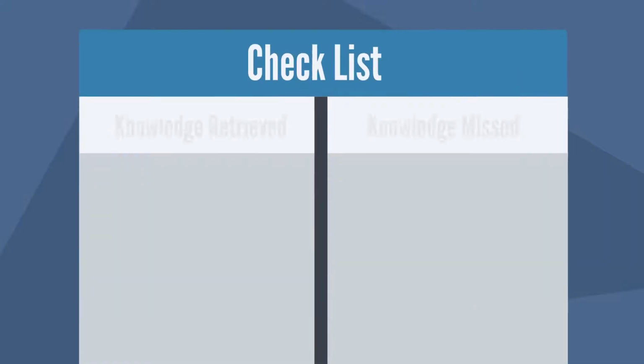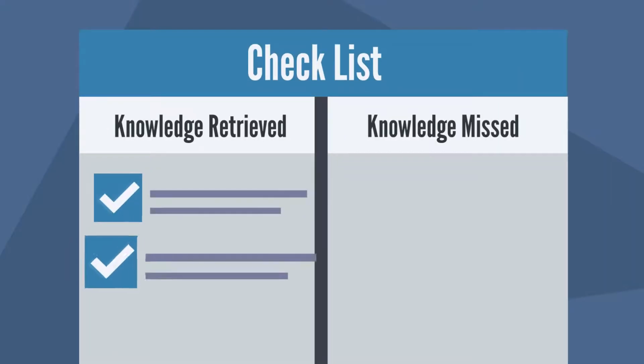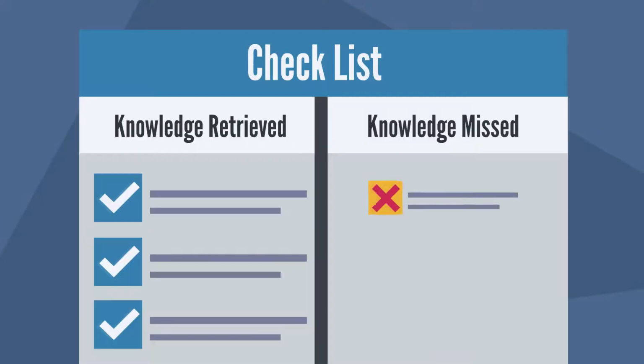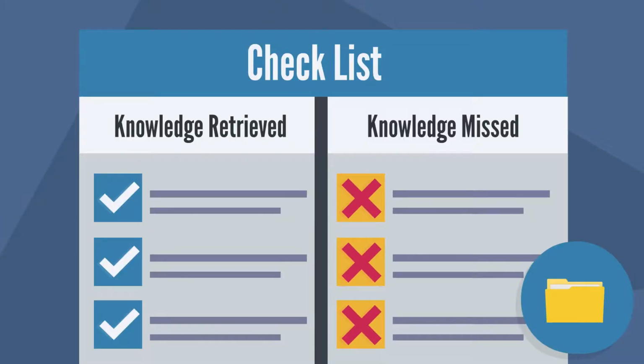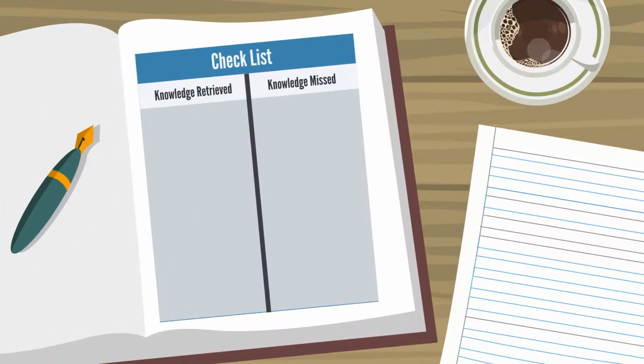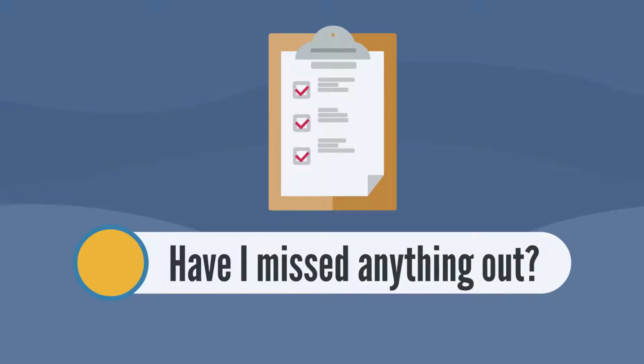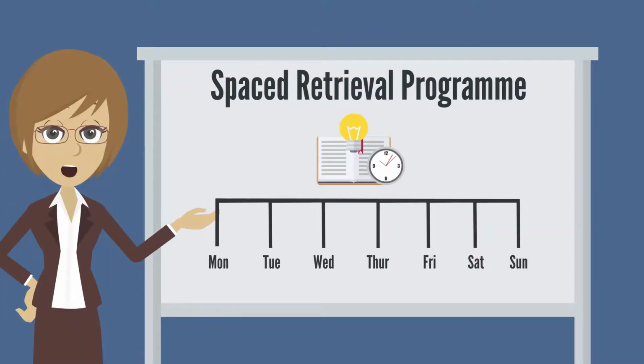Write down or map out everything you know about a given topic, then refer back to your learning materials to see what you have missed. List out what you have missed, keep a record of what you have missed, and next time when you repeat this process as part of your spacing schedule, you can check to see if you are still missing out on the same things and add them to your spaced retrieval program.